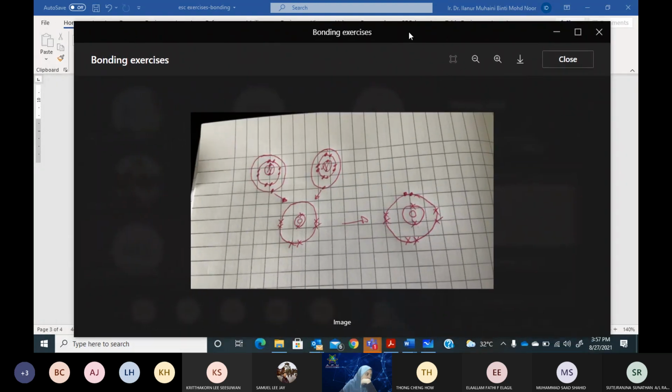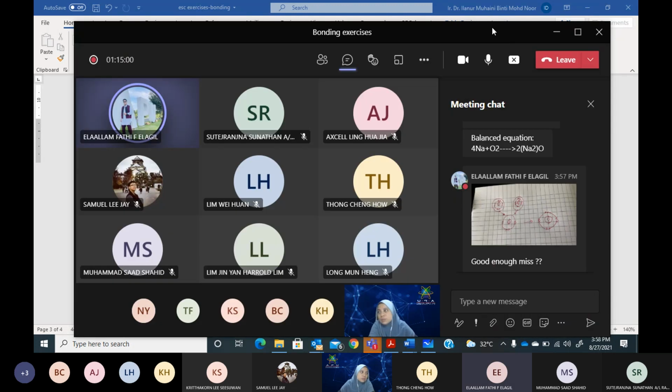Yeah, can. 8 and 1, 8 and 1. Go to the 6. Only got this. But need to write some short text here, okay? Yeah, I will label them, miss. Okay, thank you.